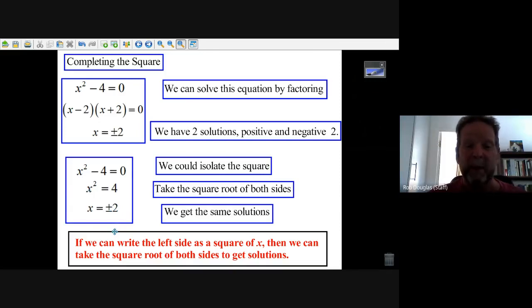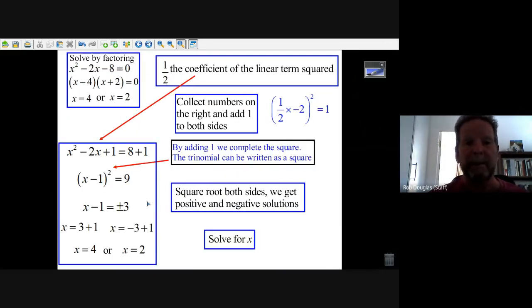Well, completing the square is all about taking the left-hand side and writing it somehow as a square of x in brackets. So if you have a trinomial that you can make into a square of x, then you've completed the square, and you can take the square root of both sides to get solutions. Let me show you one like this.